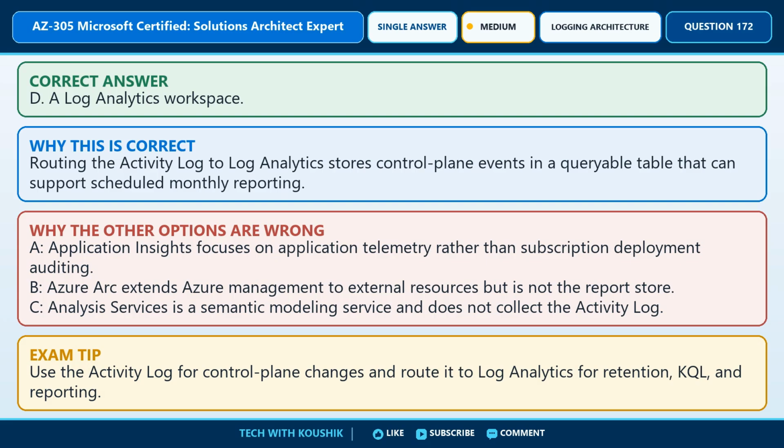The remaining options are incorrect because A, Application Insights focuses on application telemetry rather than subscription deployment auditing. B, Azure Arc extends Azure management to external resources but is not the report store. C, Analysis Services is a semantic modeling service and does not collect the activity log. Keep this examination point in mind. Use the activity log for control plane changes and route it to Log Analytics for retention, KQL, and reporting.